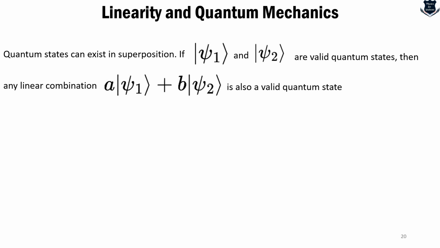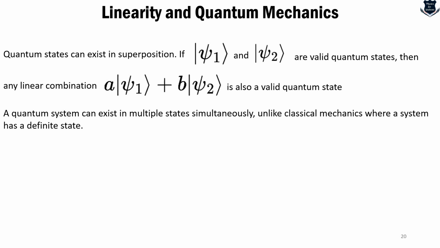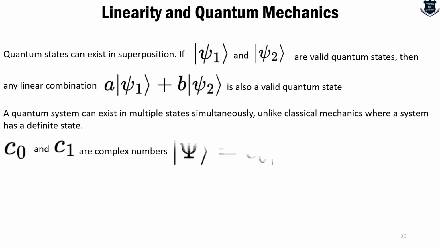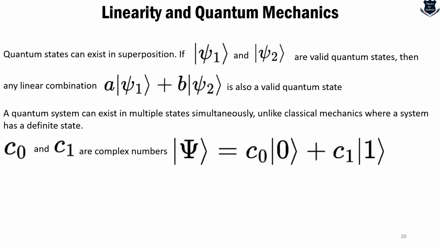Definitely. And that actually shows that a quantum system can exist in multiple states simultaneously, unlike a classical system where it has a definite state. So if I now take C0 and C1 as complex numbers, because you all know why we use complex numbers in quantum physics, we get this one, that is psi in bra-ket notation, C0|0> plus C1|1>. And this psi, what is that? It is a quantum state.